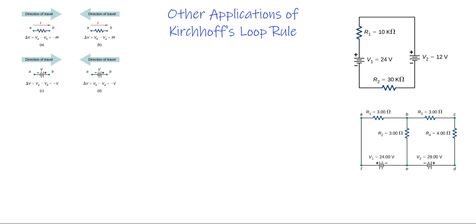Let's take a look at this single loop up here. In this single loop, all of these circuit elements share the same current. They're connected in series with one another, and I know this because there are no junctions between any of the circuit elements.